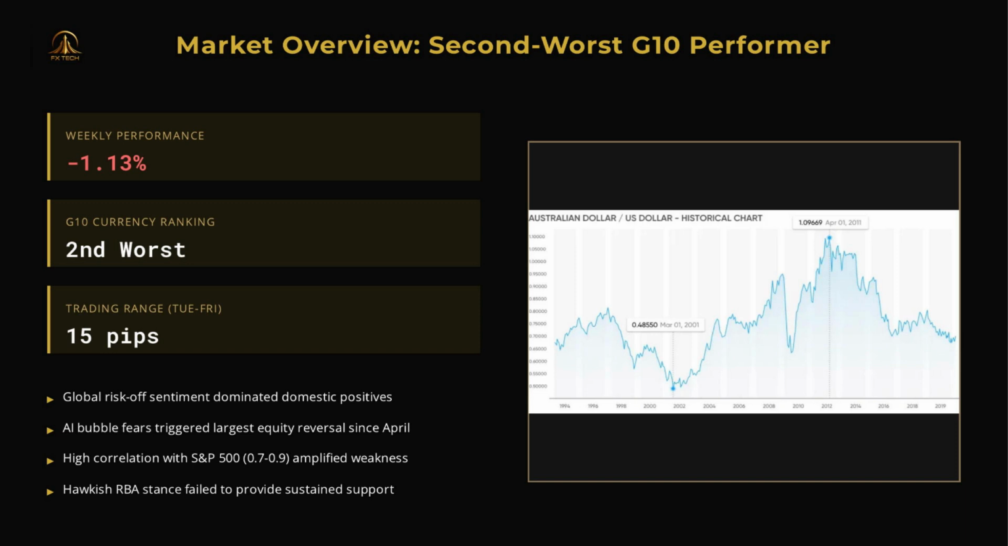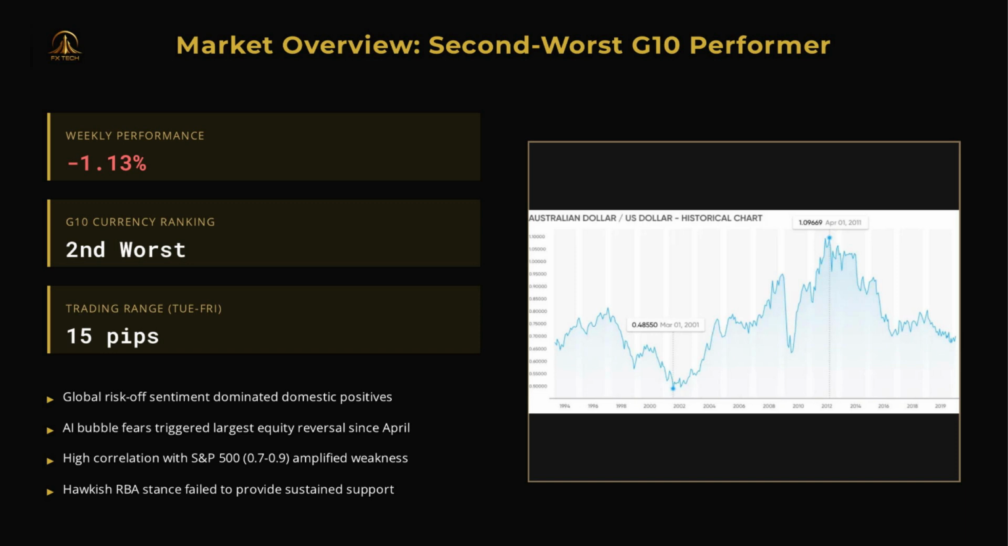The Australian dollar's high correlation with equity markets, ranging from 0.7 to 0.9 with the S&P 500, proved devastating as AI bubble fears triggered the largest equity reversal since April. Global risk-off sentiment completely overwhelmed positive domestic factors. Despite the Reserve Bank of Australia maintaining a hawkish stance and Australian economic data exceeding expectations, the Aussie couldn't escape the gravitational pull of deteriorating risk appetite.